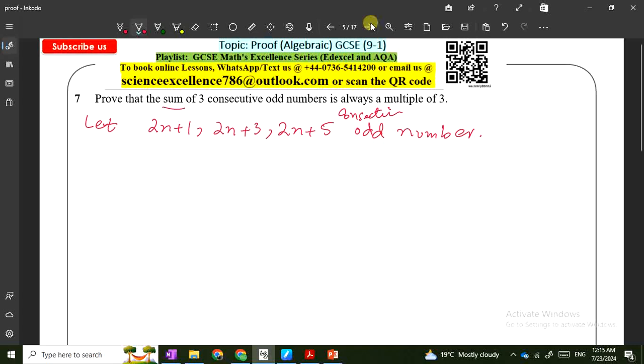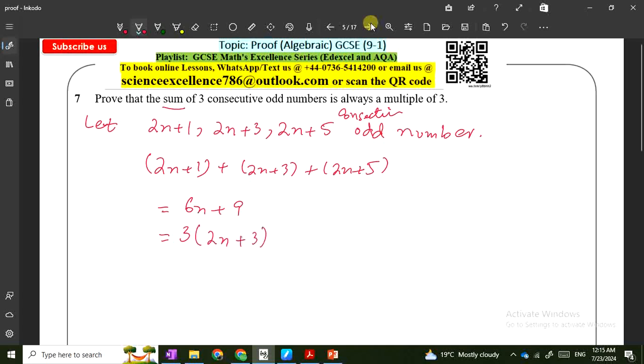So we need to show that the sum of these numbers is a multiple of 3. So 2n plus 2n plus 2n will be 6n. So 1 plus 3 is 4 plus 5 is 9. So we can take 3 out from this expression. So you take 3 out, it will be 2n plus 3. So you can see it's a multiple of 3, and this is the proof is done.